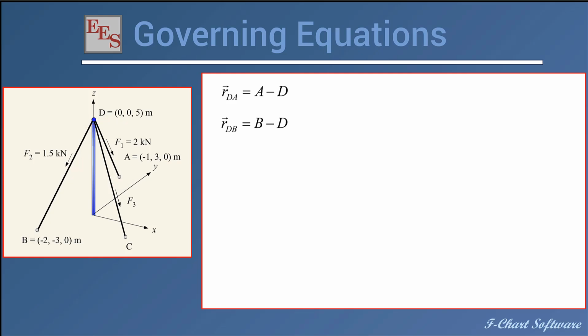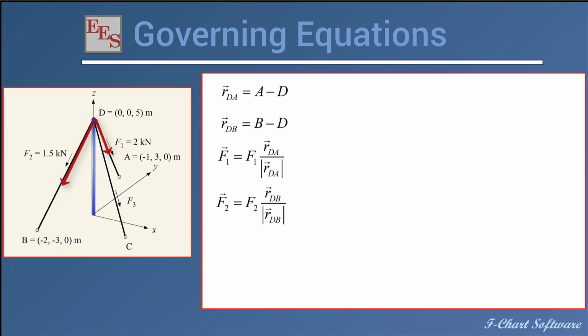I think the next thing I'm going to do is define position vectors that correspond to these 2 cables that are known, so cable 1 and cable 2. So RDA is just point A minus point D, and RDB is point B minus point D. And those define the directions for forces 1 and 2. So because I know the directions and the magnitudes, I can actually define vectors for force 1 and force 2. So that'll be the next thing I do.